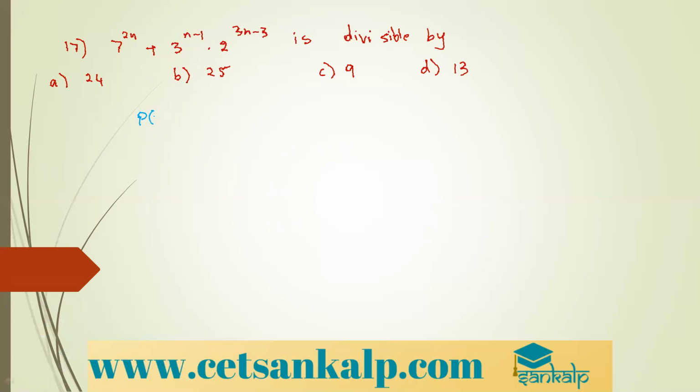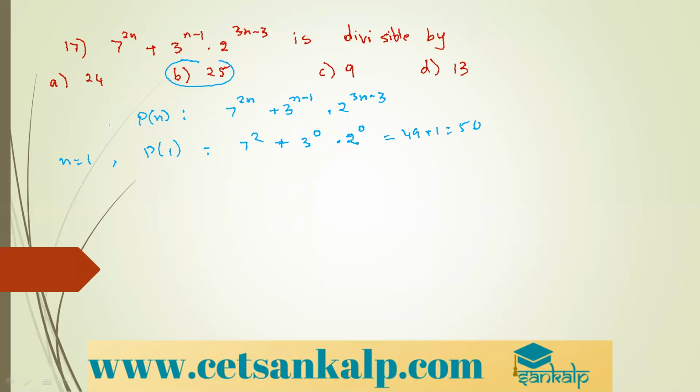So to prove this, we will take P of n statement as 7 power 2n plus 3 power n minus 1, 2 power 3n minus 3. Put n equal to 1. P of 1 is 7 square plus 3 power 0 into 2 power 0. So that is 49 plus 1, 50. Clearly, 25 is the only number which can divide 50.